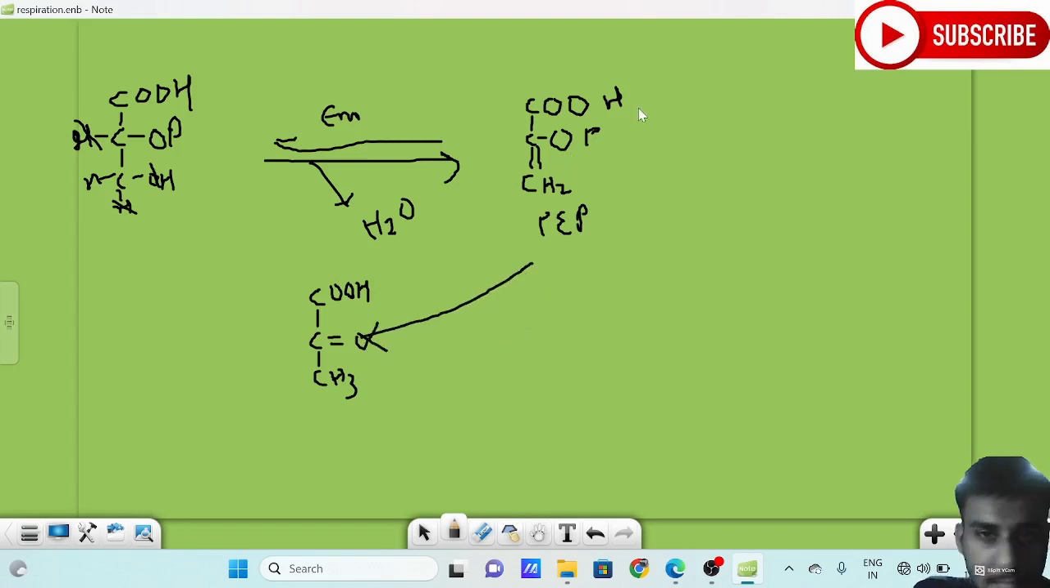So a phosphate is released. Yes, the difference is the phosphate is released. If a phosphate is released, it will be accepted by ADP forming ATP. So the second substrate level phosphorylation happens here, which means another ATP is formed.